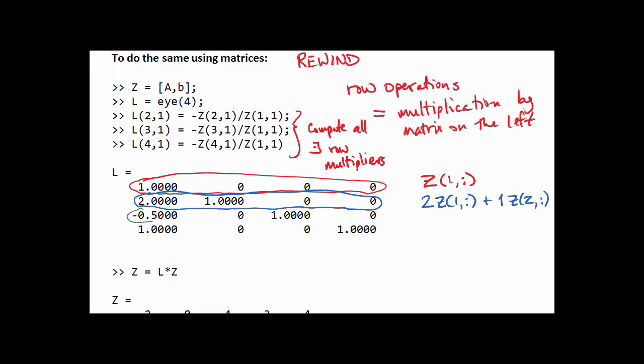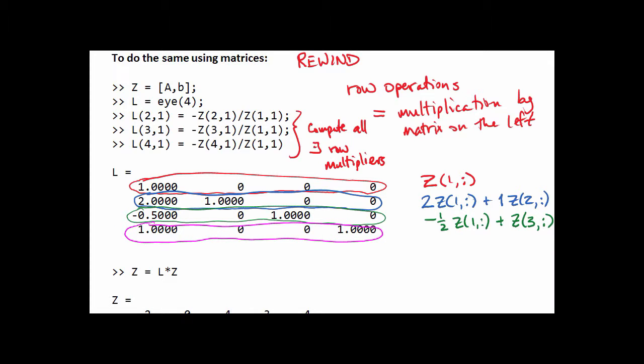Okay, the third row says to take minus 1/2 Z1 plus 0 times Z2 plus 1 times Z3 and put that into row Z3. And the bottom row says to take 1 times Z1 plus Z4.